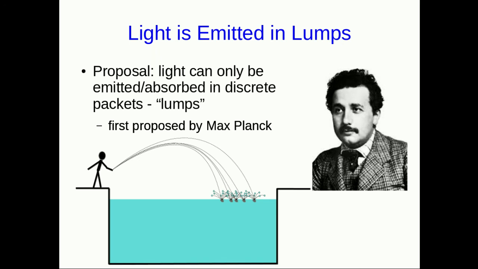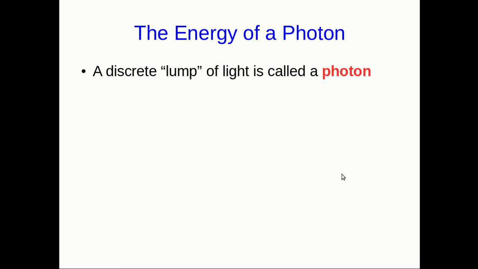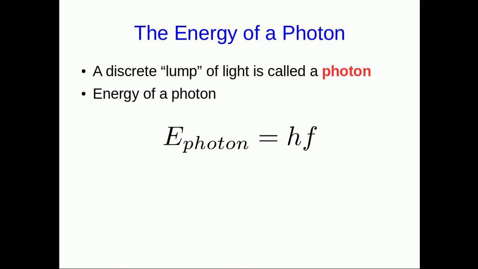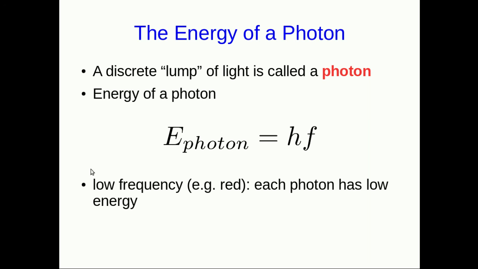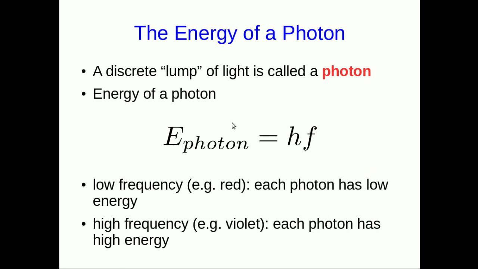We call these discrete lumps of light photons, and Planck's proposal had been that the energy of a photon depends on its frequency. It's just Planck's constant times the frequency. So notice that that means long wavelength or low frequency light has photons which each carry low energy, whereas high frequency light has a lot of energy per photon.